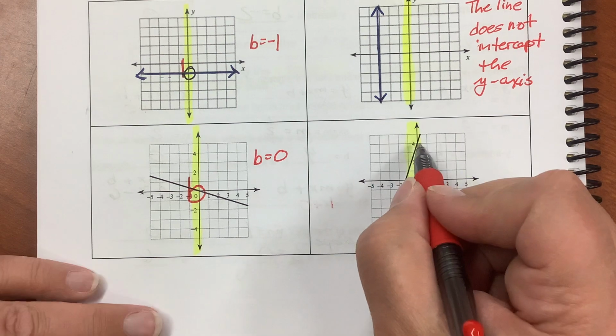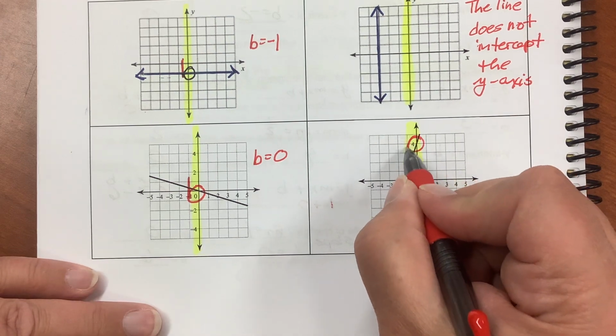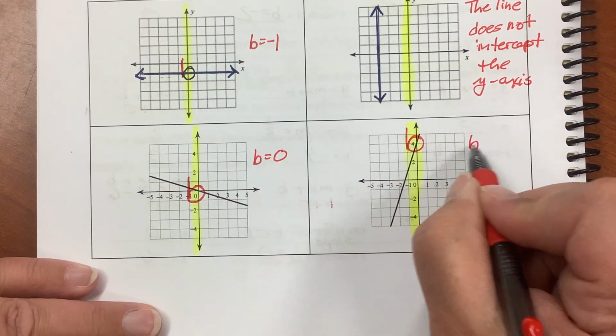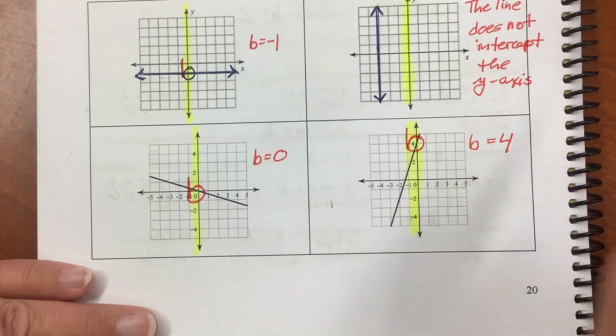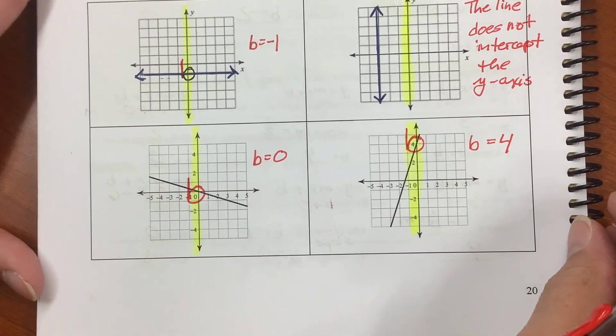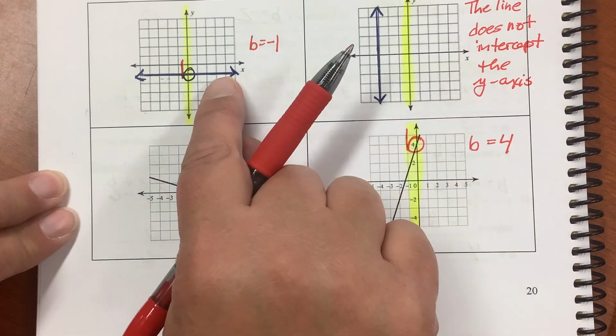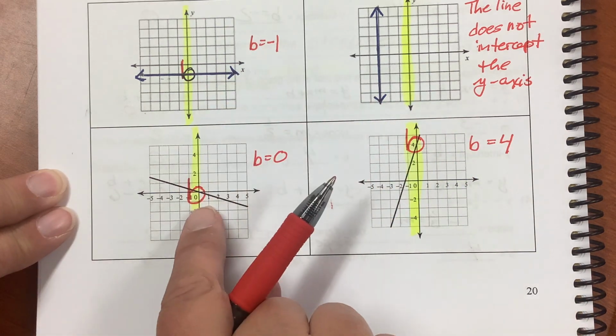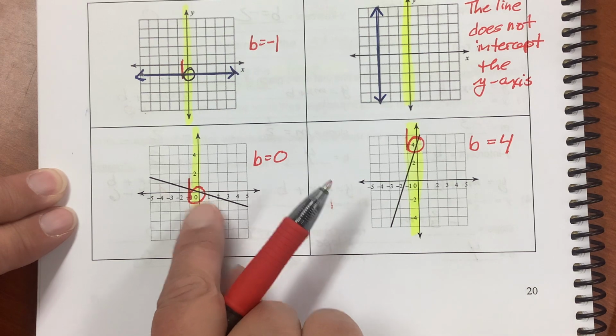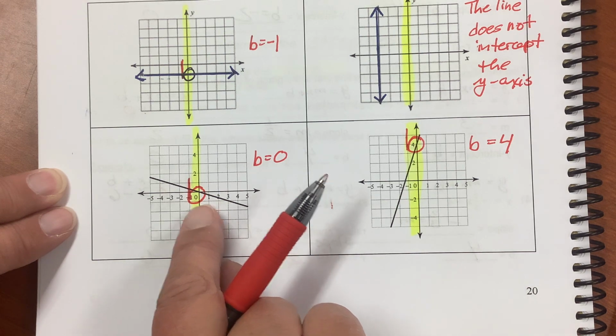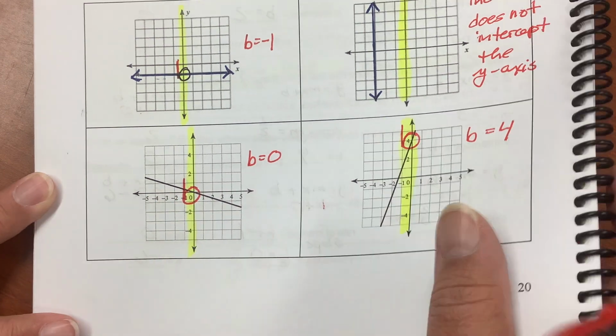For this one, we're intercepting up here, and B equals 4. The y doesn't intercept the line. The y intercepts at -1. That's where B is 0. That's where the y intercepts the line at 0. Right.